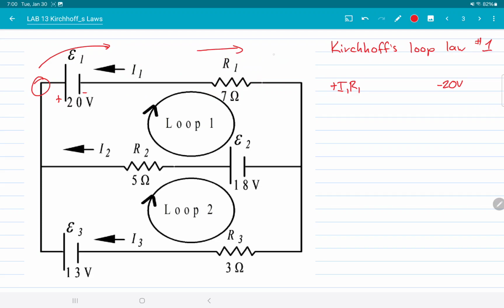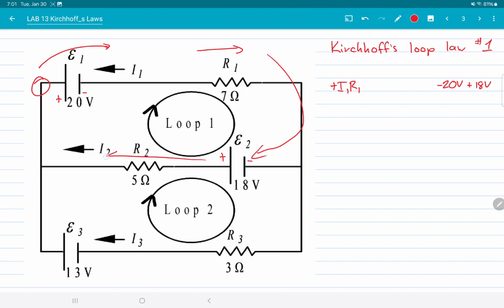Going again in clockwise formation, I hit another power source. Again, the long line is positive, the short line's negative. This one, I'm actually going across in the right direction. This one's going to help push and increase my voltage. So I'm going to have a positive 18 volts as I go across that power source.